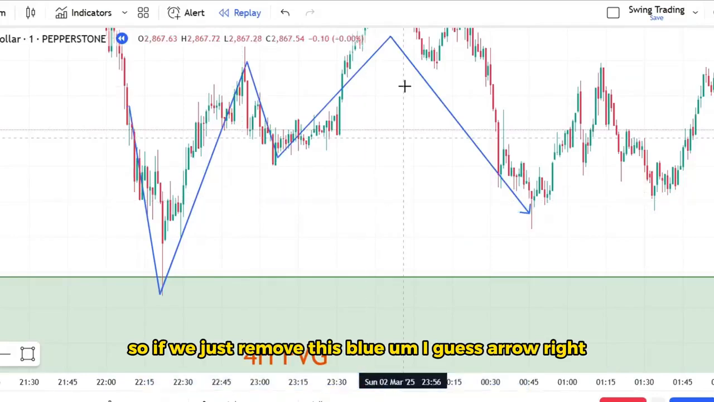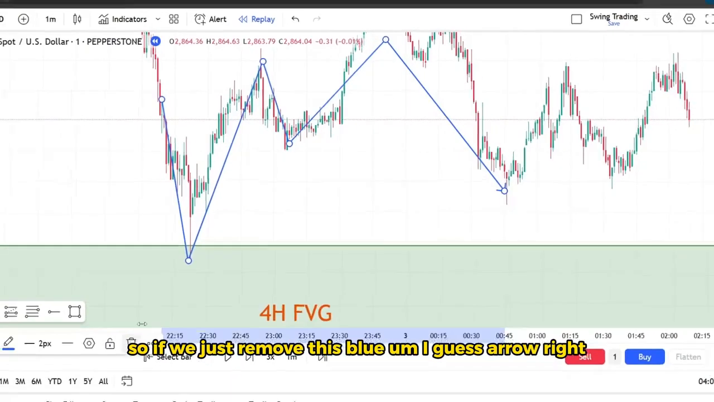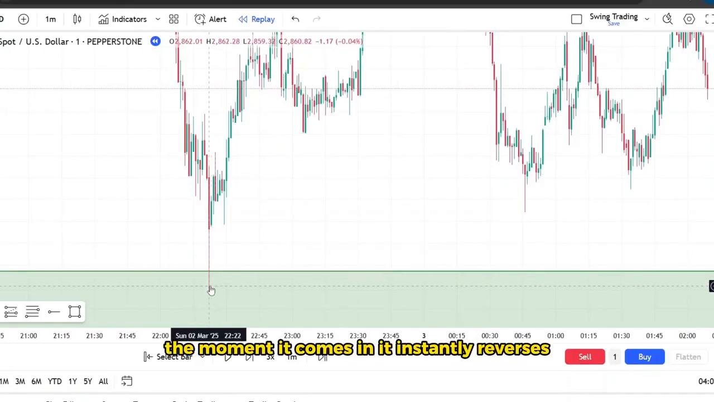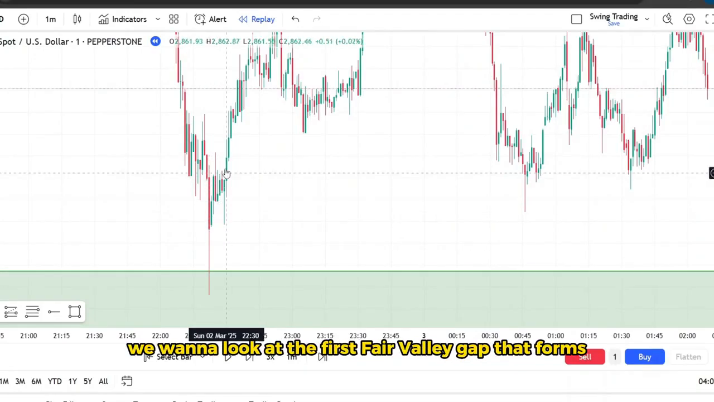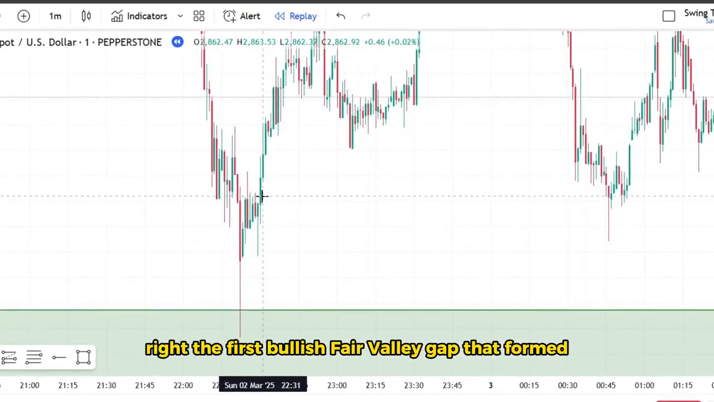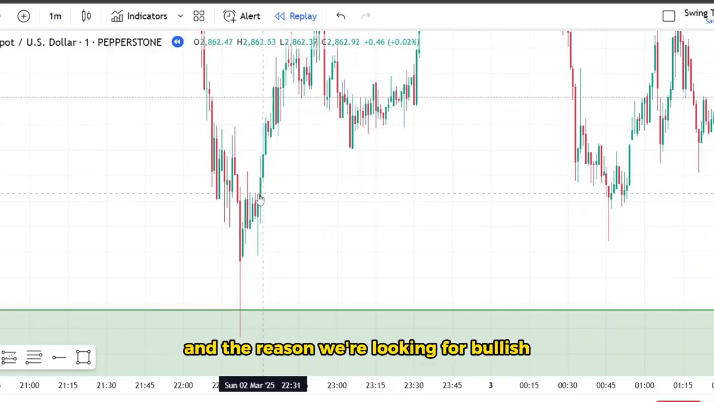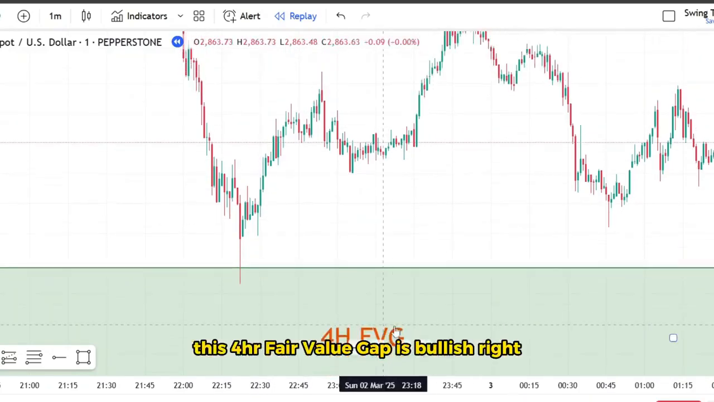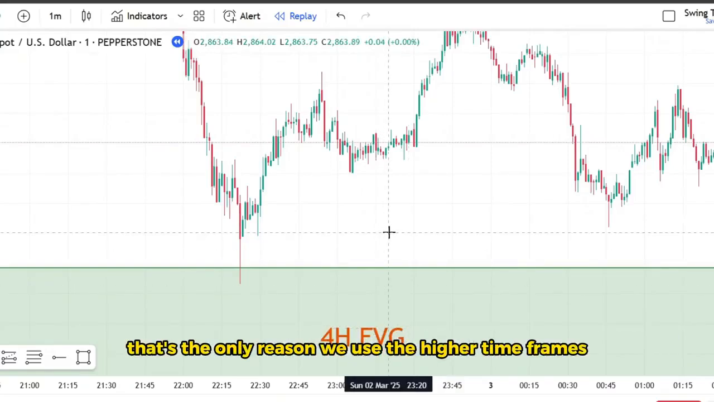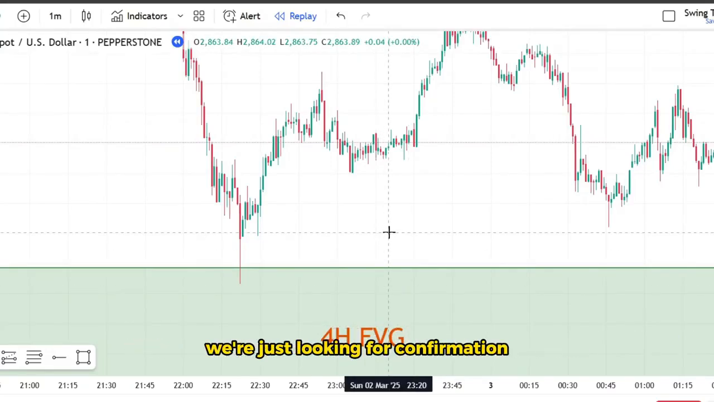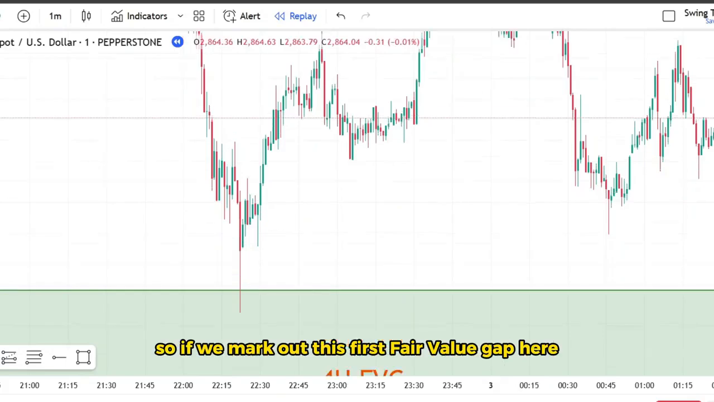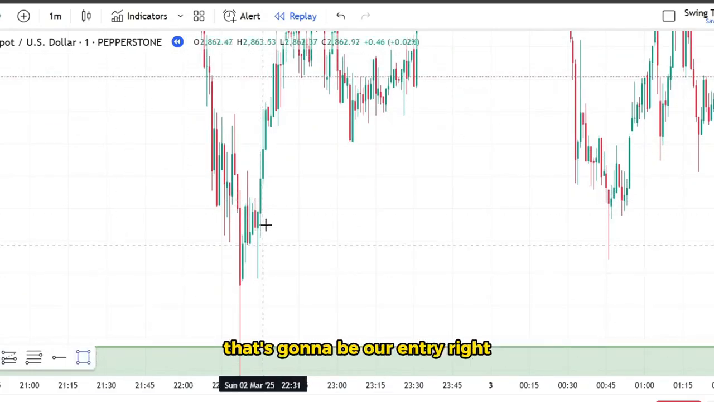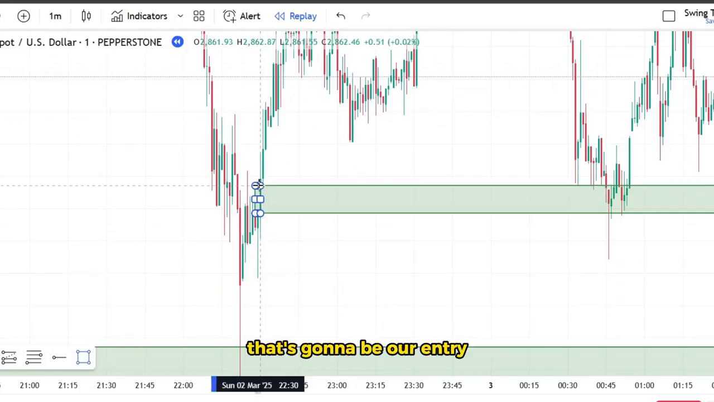So if we just remove this blue arrow, right? If we look at this wick here, the moment it comes in, it instantly reverses. We want to look at the first fair value gap that forms, right? The first bullish fair value gap that forms. And the reason we're looking for bullish fair value gaps is because this 4 hour fair value gap is bullish, right? That's the only reason we use the higher time frames. We're just looking for confirmation. So if we mark out this first fair value gap here, that's going to be our entry, right? That's going to be our entry.